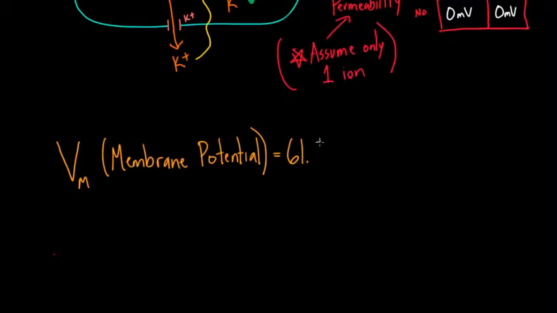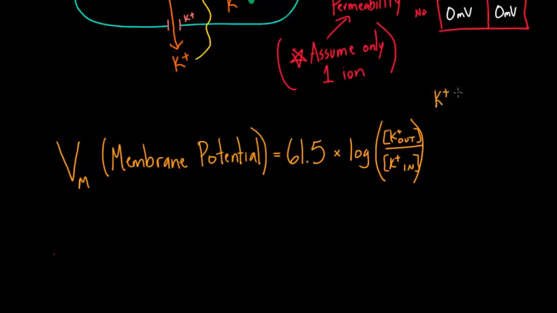The formula is actually surprisingly simple. It's 61.5, and this is kind of a simplified version because there are a lot of constants that get thrown together in that 61.5. And you just take the log of the concentration of potassium on the outside, K out, over the concentration of potassium on the inside of the cell. So you take these two concentrations and you get this fantastic little formula. Now I can write for you that potassium over here was equal to negative 92 millivolts, so that would be the membrane potential.